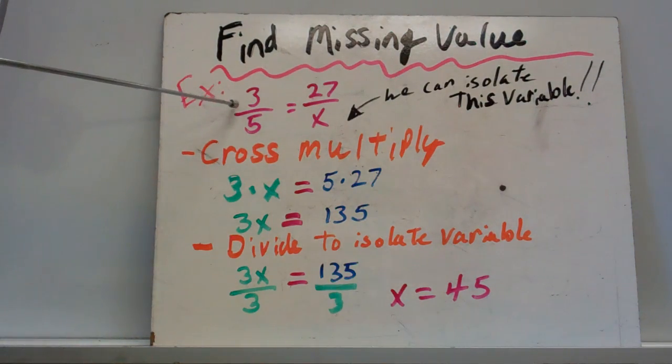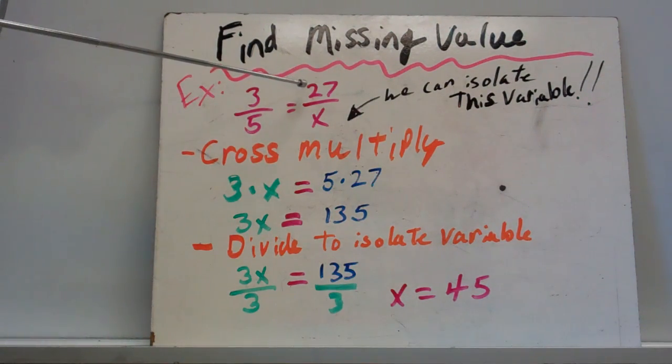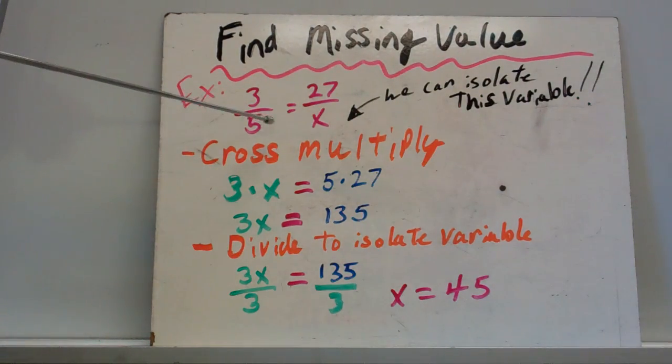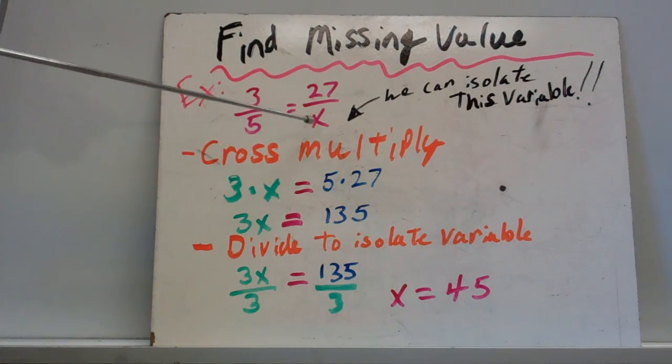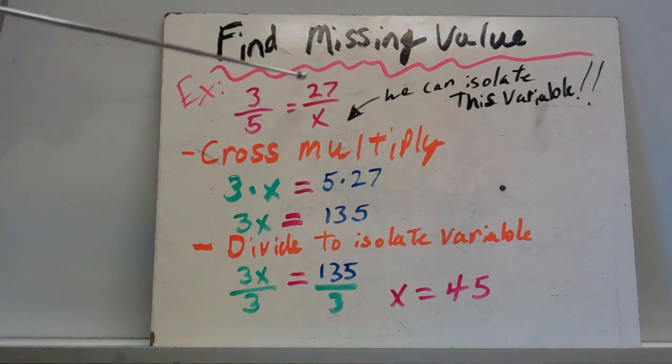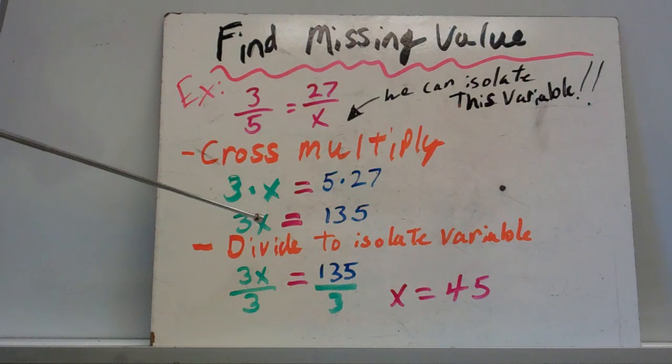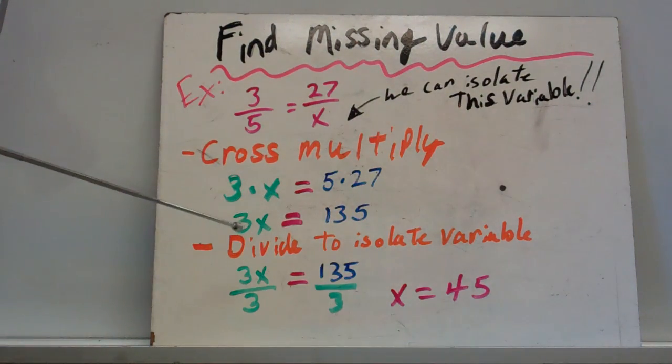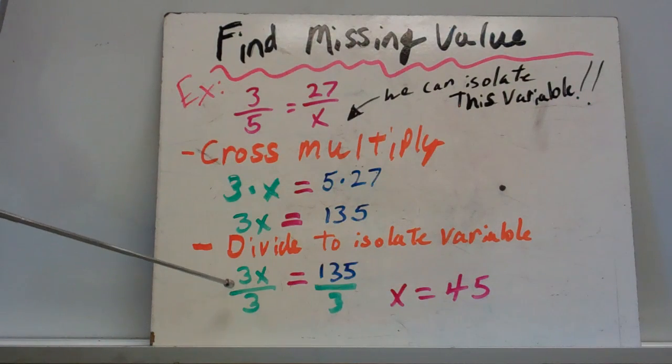So with 3/5, and that is equal to 27 over some number x, we're going to cross multiply. So we're going to take our 3 and our x and multiply those together, and the 5 and the 27, multiply those together. We will get 3x, and that is equal to 135. And then we need to get the x by itself, so we're going to divide both sides by 3, and x is equal to 45.